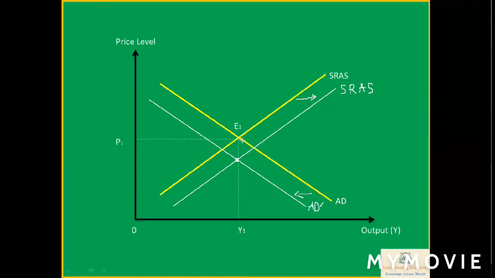But the new equilibrium price level has dropped down. This is our new equilibrium price P2, and you can see it has dropped from P1 to P2. So this is what will happen if we consider that both the aggregate demand and supply has changed in a similar magnitude.